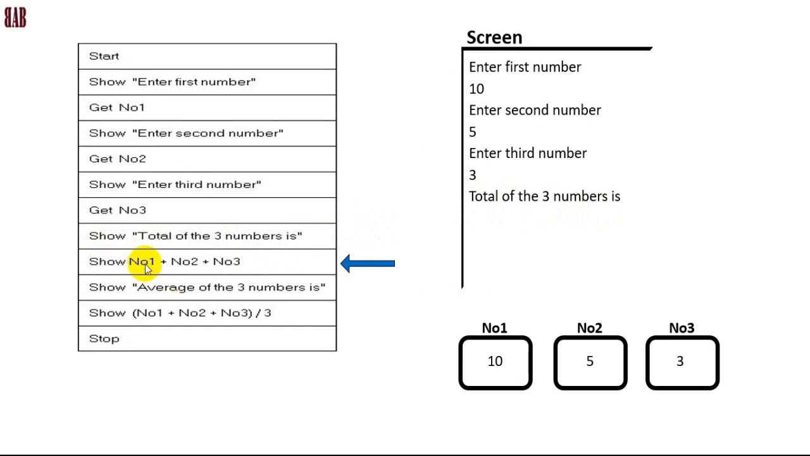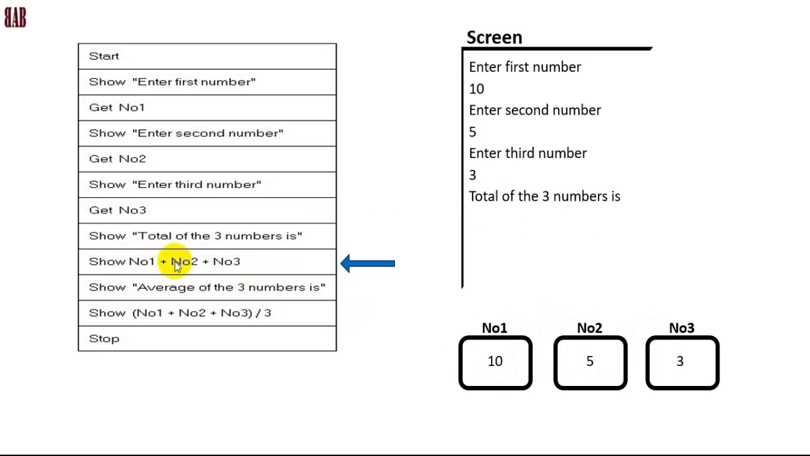See, here show number one, or variable number one. These are all variables, right? No double quotes. So number 1 plus number 2 plus number 3. Number 1 is 10, number 2 is 5, number 3 is 3. So 10 plus 5 is 15, plus 3 is 18.